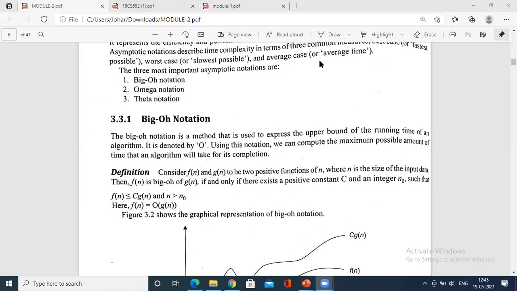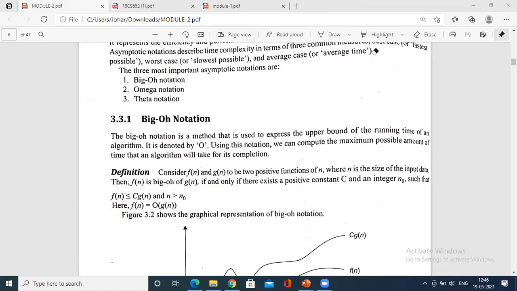Okay, so today's big O notation. What is big O notation? Big O notation is a method that is used to express the upper bound. Remember, the major word that you have to remember is upper bound. What is upper bound? This you have to remember. Big O, as the name itself says, it is big. Big means it is an upper bound.